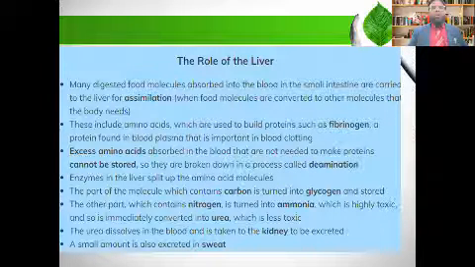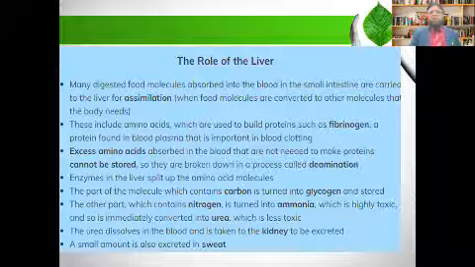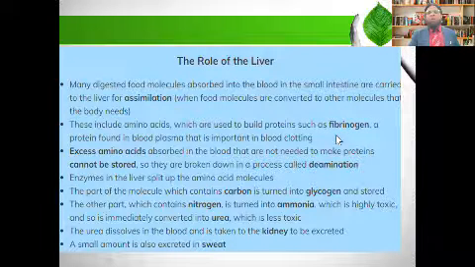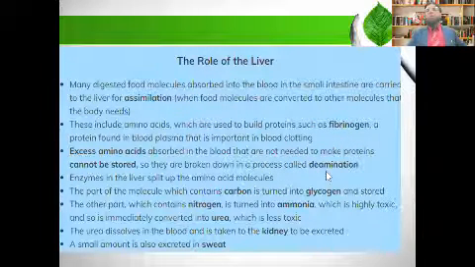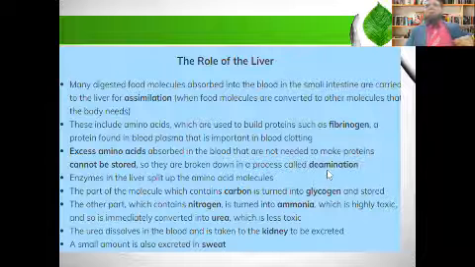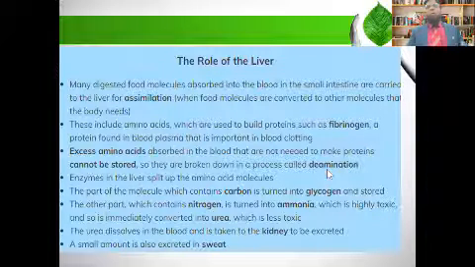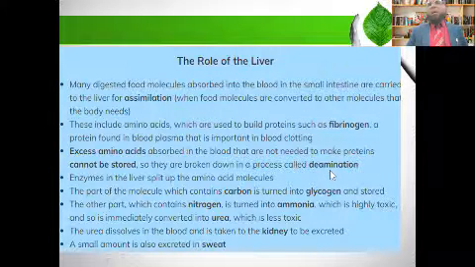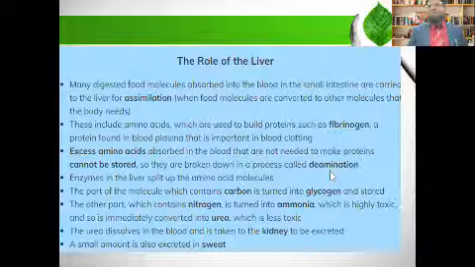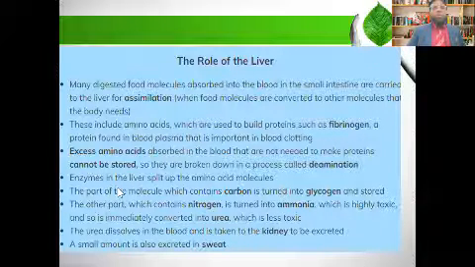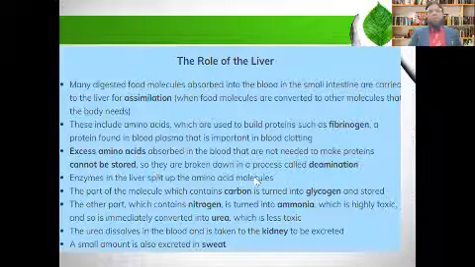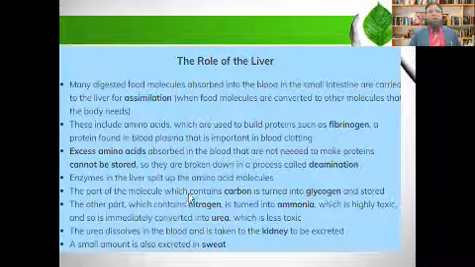So they are broken down in the process called deamination. It means when amino acids enter the liver, some amino acids are broken down to give energy. Some amino acids are converted into urea. So now see, an enzyme in the liver splits the amino acid molecule. The part of the molecule which contains the carbon is turned into glycogen and is stored.